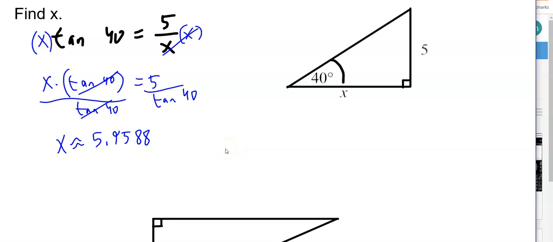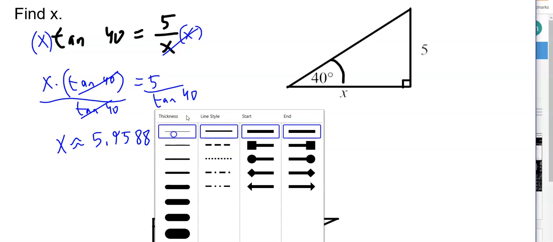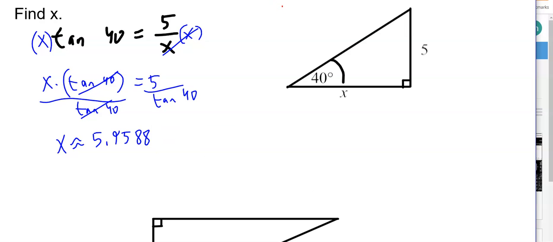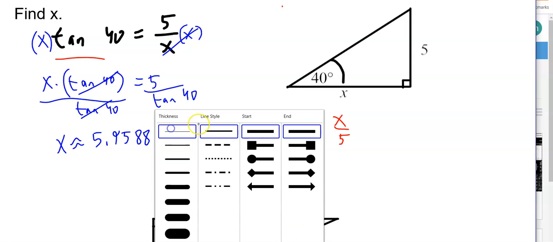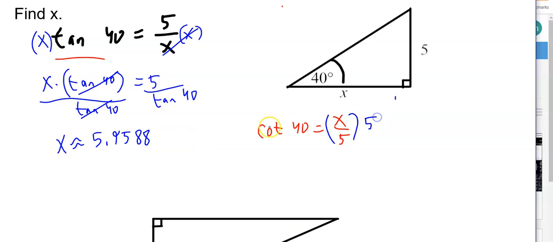You might be wondering why we even learn about reciprocal functions, like what's their purpose? It's really just to show off. If you use the reciprocal function here, the reciprocal of tangent is cotangent, so this would be cotangent of 40 equals, instead of 5 over x, it'd be x over 5. It takes one step to solve: you just multiply both sides by 5. And the nice part is, you get x equals, like we solved this in one less step.